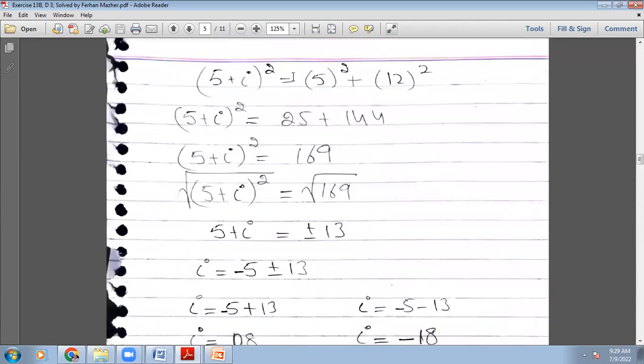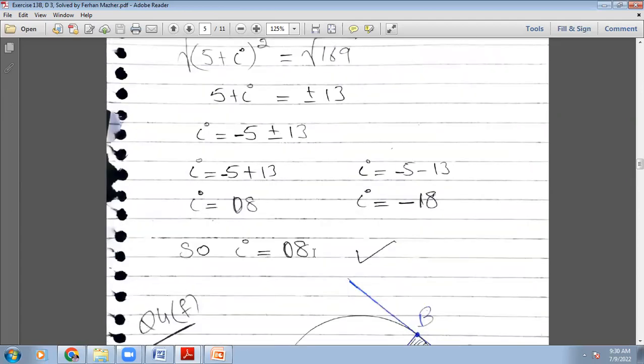Okay. So I will open this whole square. But don't open it. It will go much easier the other way. 5 plus I whole square will be equal to 5 square plus 12 square. That's 25 plus 144. So 5 plus I whole square is equal to 169. Take square root on both sides. So 5 plus I will be equal to plus minus 13. So the I value will be minus 5 plus 13, or the I value will be minus 5 minus 13. So the I value from here will be 8. From here it will be minus 8. So neglect the negative number. This 8 is the right answer.